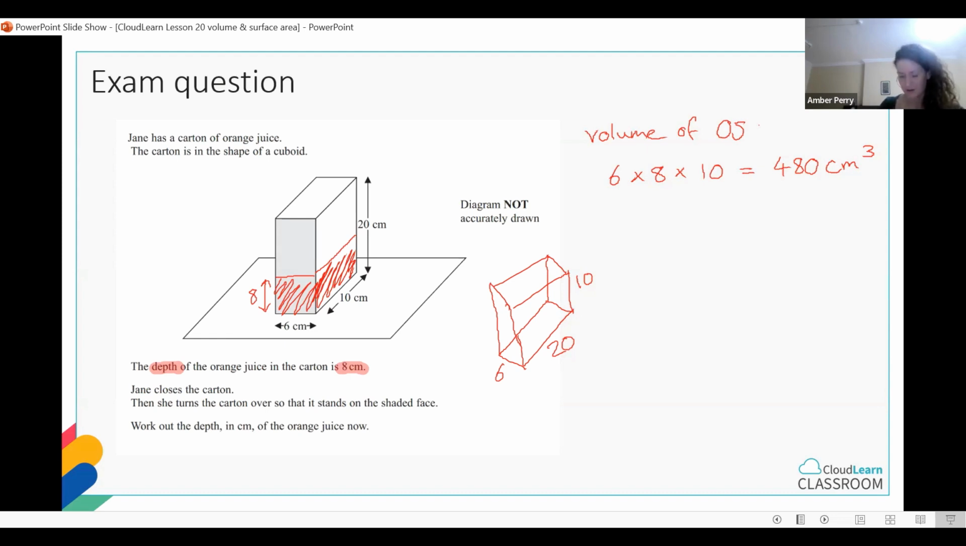Now, all of that orange juice is going to have fallen, so it's going to once again be at some point here. So there's going to be a line there where your orange juice goes up to. Okay, and that I'm going to call X. I like using X when I work out these things. So there's going to be a new cuboid of orange juice inside that carton, and the volume of orange juice has not changed. That's the important part. I've still got 480 cubic centimeters of orange juice.